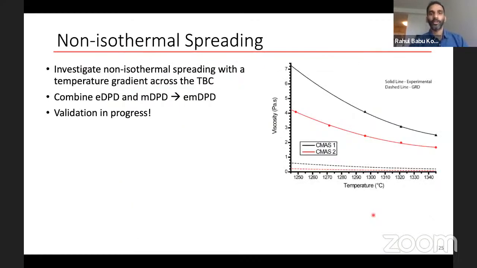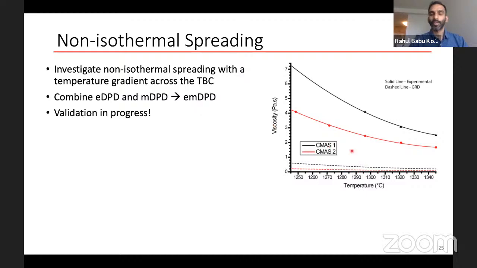And the last thing that we're looking at is the non-isothermal spreading. All the results that I've shown up till this point are for an isothermal system, and we want to extend this to a non-isothermal system. We are working in that direction by combining the energy conserving DPD with the multi-phase DPD, with the many body DPD, to get what we have termed EMDPD.